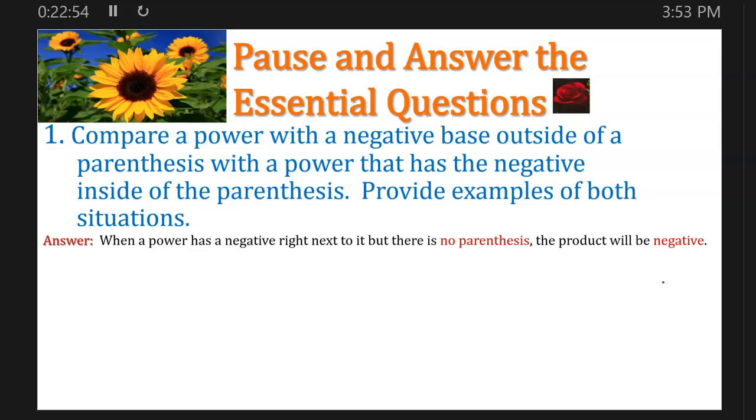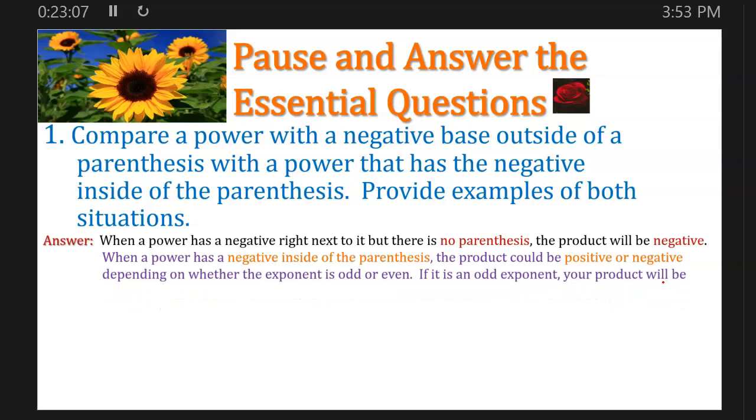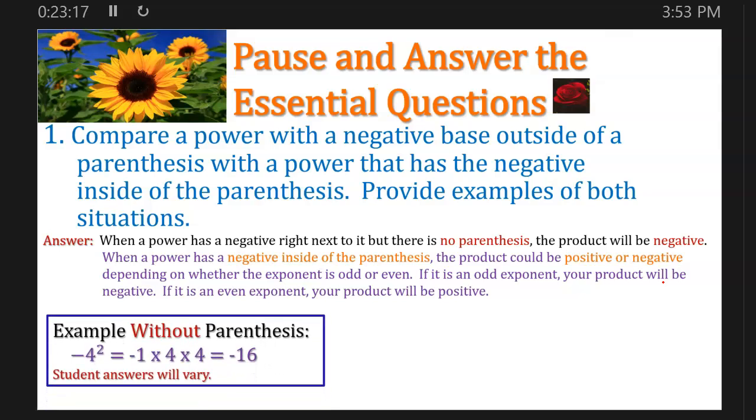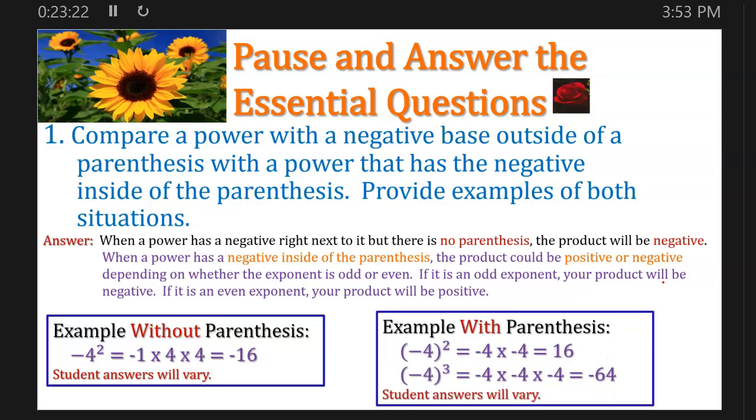All right, when a power has a negative right next to it, but there is no parentheses, the product will be negative. When a power has a negative inside the parentheses, the product could be positive or negative, depending on whether the exponent is odd or even. If it has an odd exponent, the product will be negative. If it's an even exponent, the product will be positive. Here's some examples without parentheses, and here's an example with parentheses.